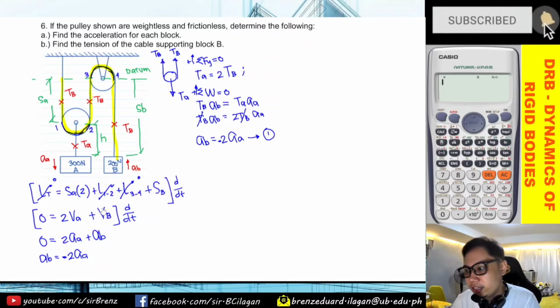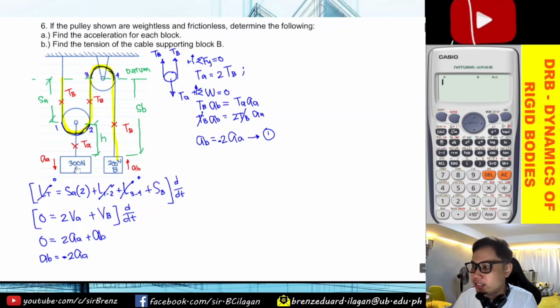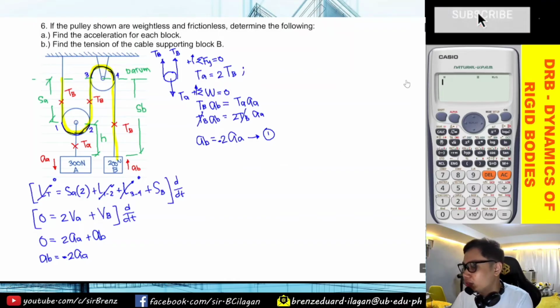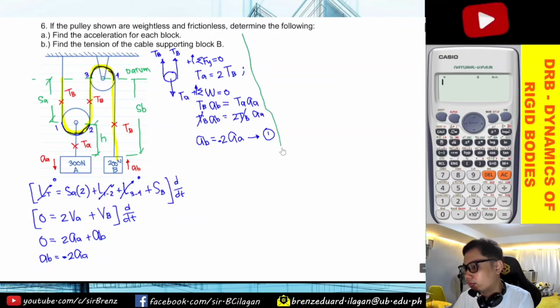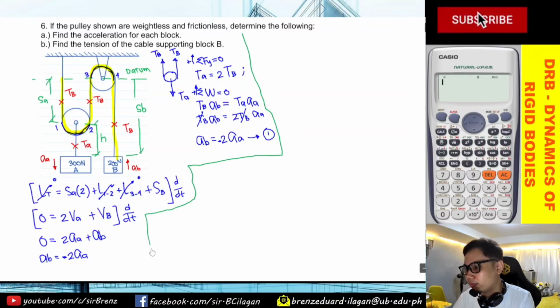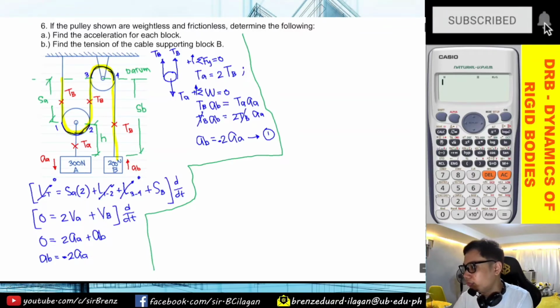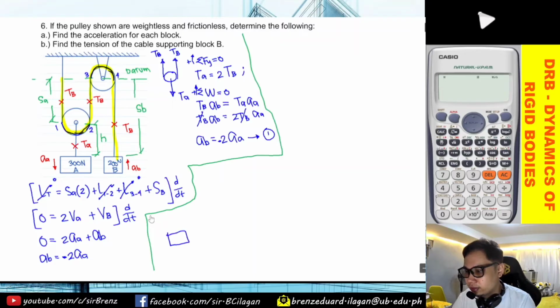Okay, so since meron na tayong relationship ng mga acceleration, I think we can now proceed in analyzing each block. Okay, so alin bang gusto nyong unahin? So ito muna, si block A siguro muna. So para kay block A, gawa tayo ng panibagong free body diagram ha. Para at least mas ano lang. So lagyan lang natin siguro to ng border. Okay, so gawa lang tayo ng free body diagram. Dito ko na lang isulat. So free body diagram of A.